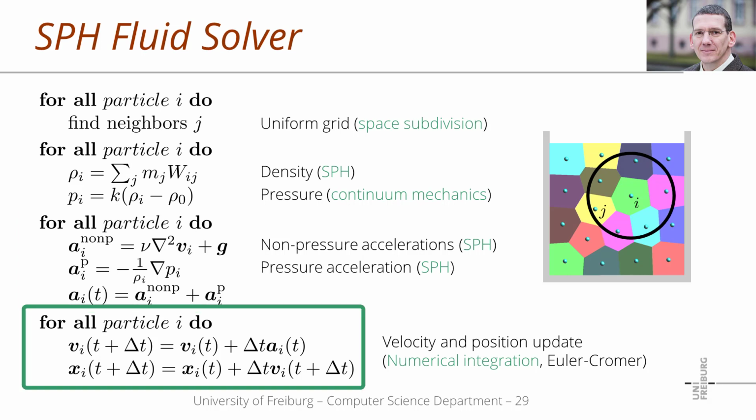When we have the overall acceleration at a particle, we can update the particle velocities and finally also the particle positions. Here we see that the update of the velocity uses the time derivative of the velocity, namely the acceleration, and the position update uses the time derivative of the position, which is the velocity. The velocity update corresponds to an explicit Euler update, while the position update is an implicit Euler update, as it uses the time derivative of the position at the next time step t plus delta t. Both updates together are referred to as Euler-Cromer or symplectic Euler or semi-implicit Euler.